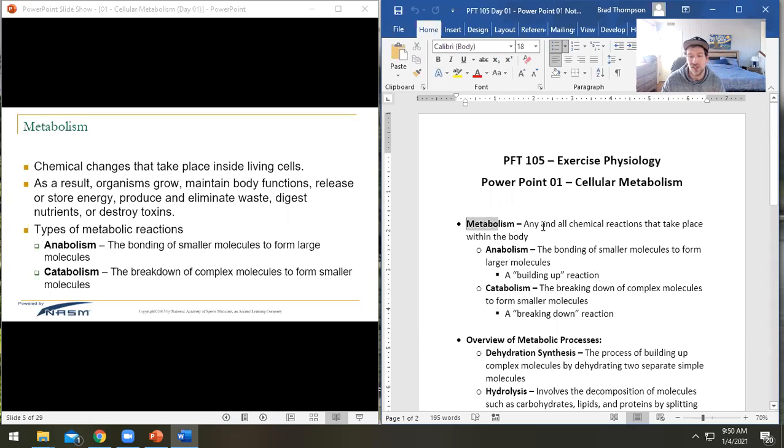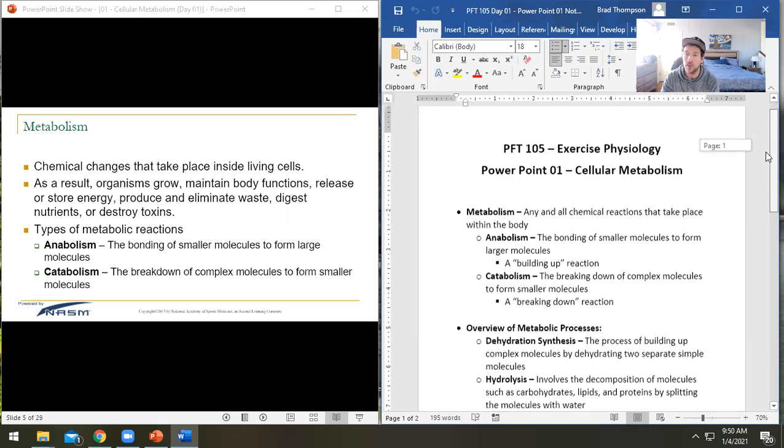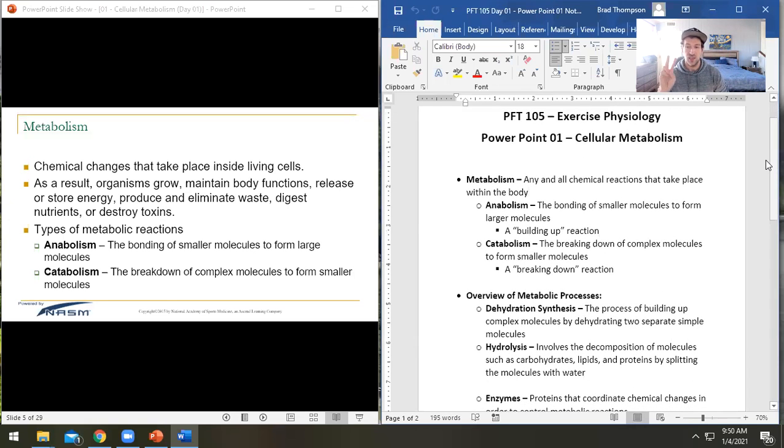Metabolism, by definition, this is one of your textbook definitions here, is any and all chemical reactions that take place within the body, right? Now, when I say any and all, there are two categories of metabolism. As organisms grow or maintain body functions or release energy, eliminate waste, your body is either breaking stuff down or it is building stuff up. And that is where we get anabolism versus catabolism. These are the two directions that happen, right?